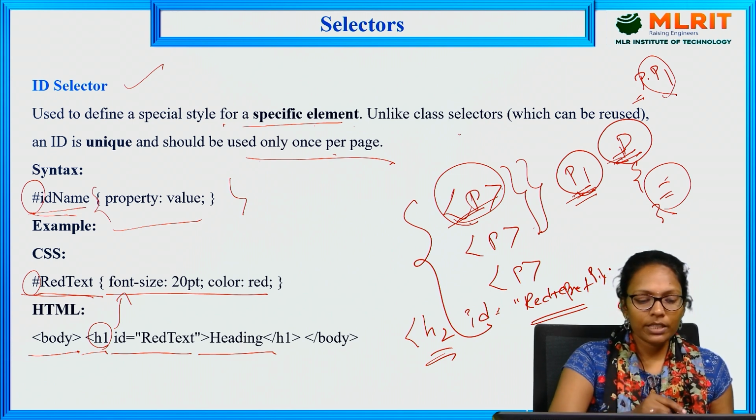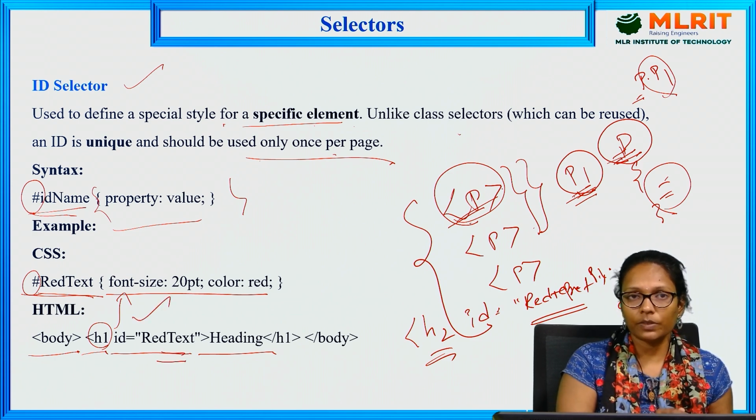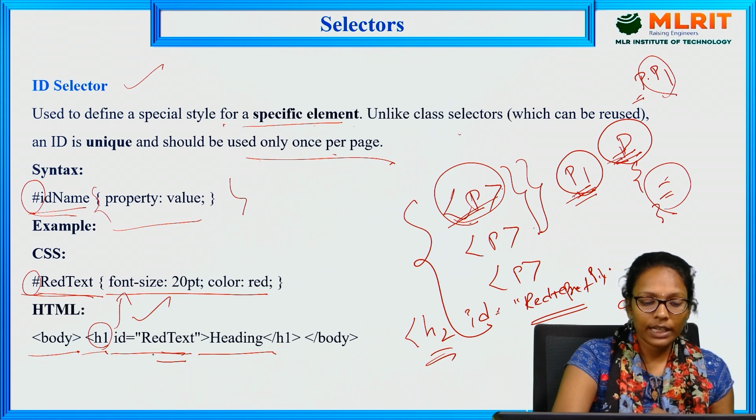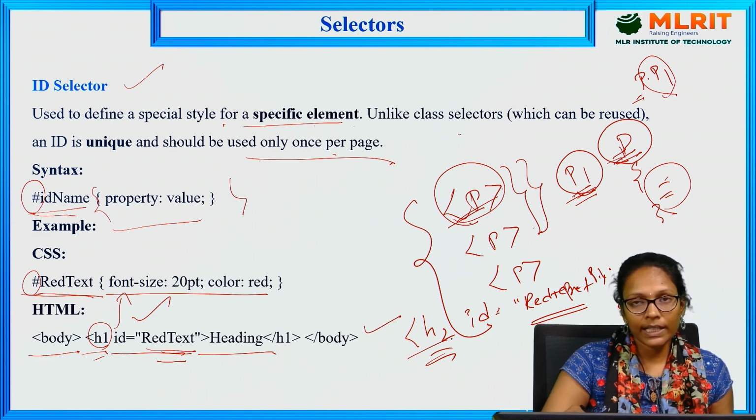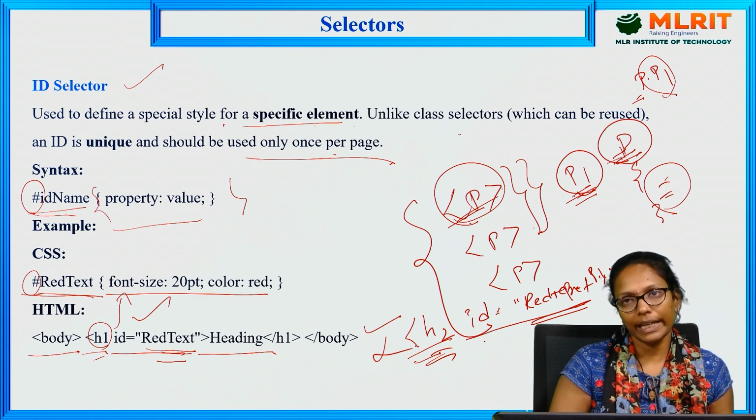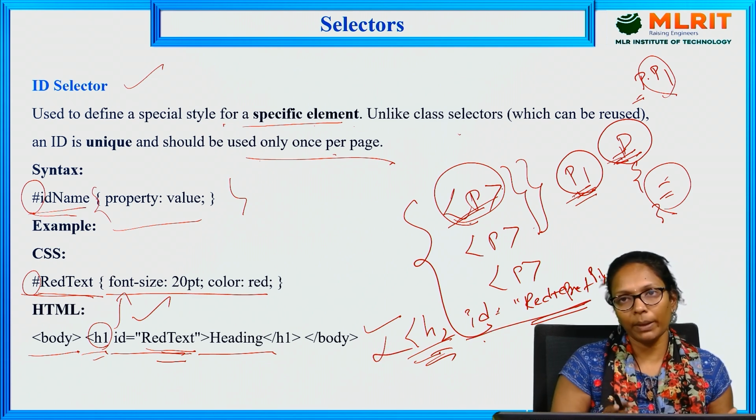So what happens here for H1? This will be applied. Why? Because it is the first statement. It is creating the ID red text for the H1, so it will be applied. But whenever I write the second statement, H2, with the same ID, it will not be allowed, so it will not be executed. I mean, that style will not be applied to H2.